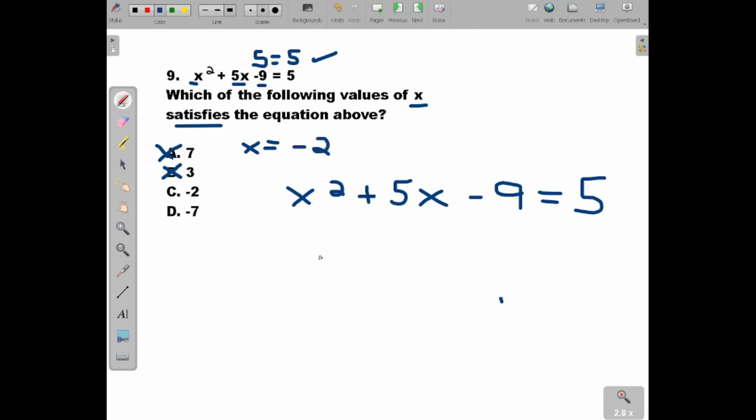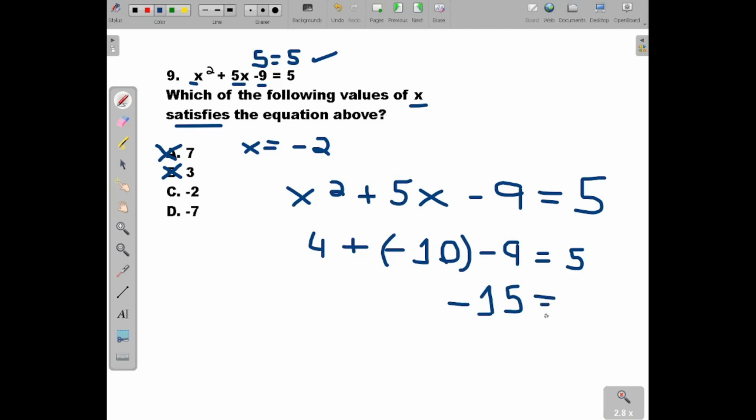Negative 2 squared is positive 4. Plus 5 times negative 2 is negative 10. Minus 9 is equal to 5? No, because 4 minus 10 is negative 6. Negative 6 minus 9 is negative 15. And negative 15 is not equal to 5. So the right answer has to be D.